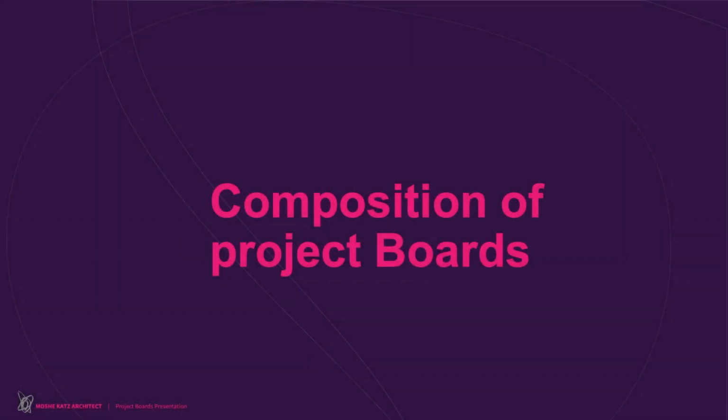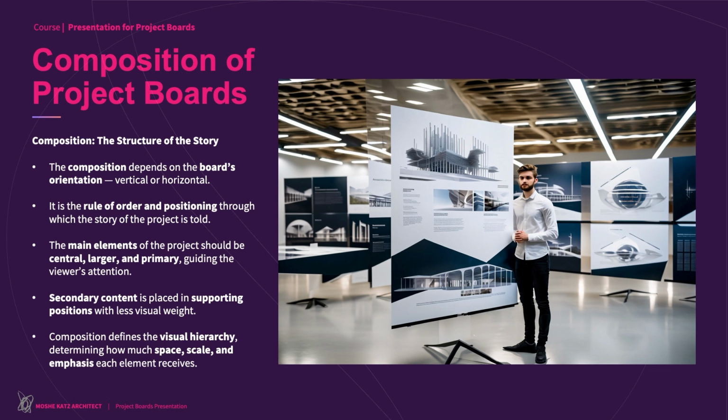Hi everyone, this is lesson number 5, composition of project boards. In this lesson, we're going to speak about one of the most important things when we build our project boards: the composition. How do we organize our board? First of all, it depends on the orientation, if it's a vertical board or a horizontal board. This choice changes completely the entire way of organizing and telling the story.